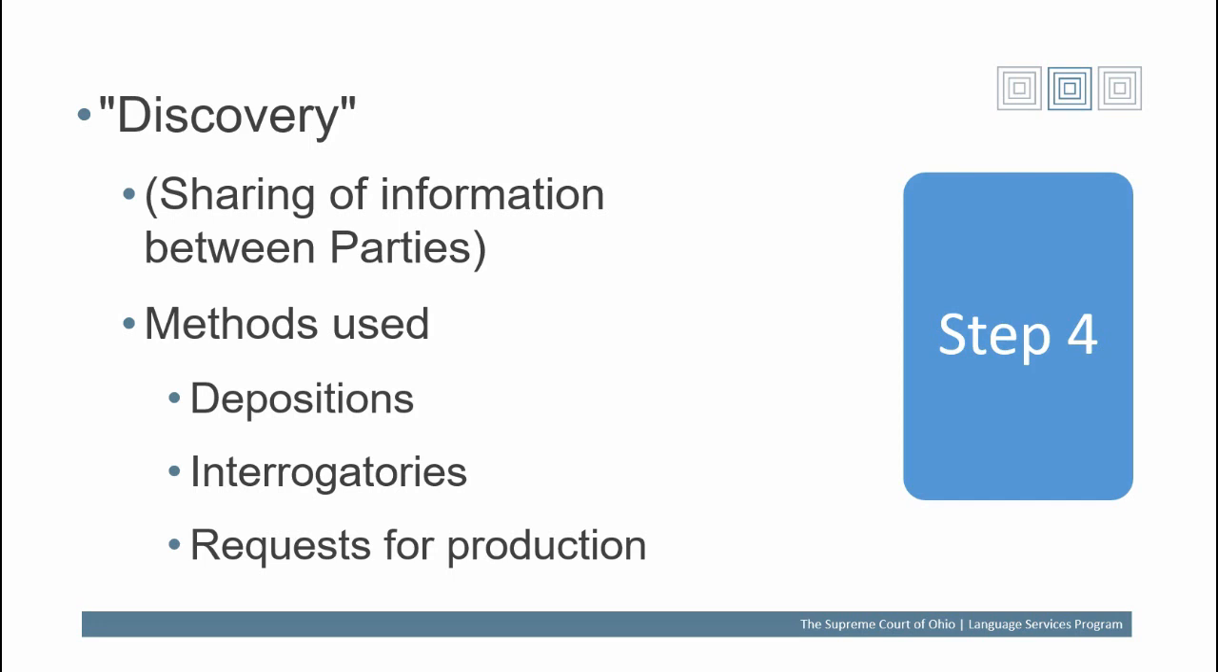The rules of civil procedure provide the guidelines for how the parties can investigate the facts of the case. Depositions, interrogatories, and requests for production are some of the methods used.